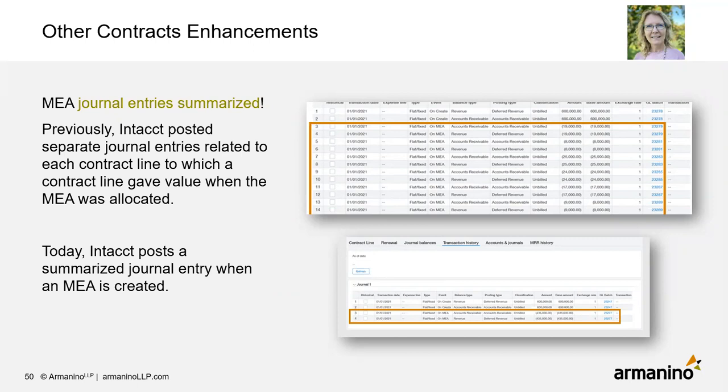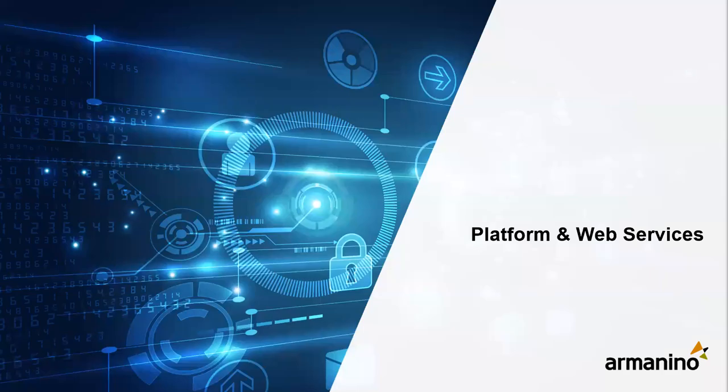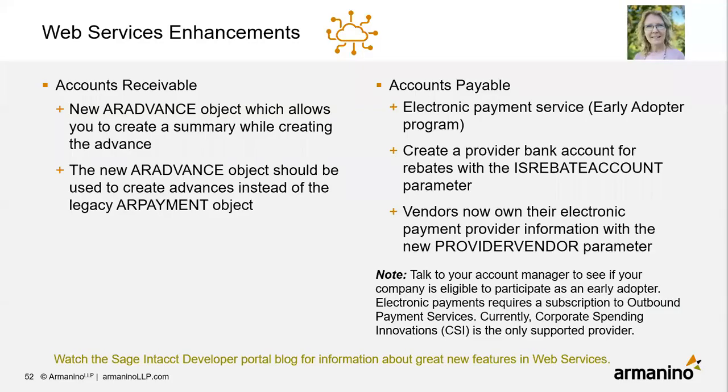That's exciting. All right, platform and web service enhancements, not a whole lot here, only two. This is for your IT folks, related to anybody that's doing any sort of integrations and stuff. So in accounts receivable, there's a new AR advance object, which makes sense because we just saw they rolled out a new advance screen with more fields. So it's nice that the AR advance object is now available as well.